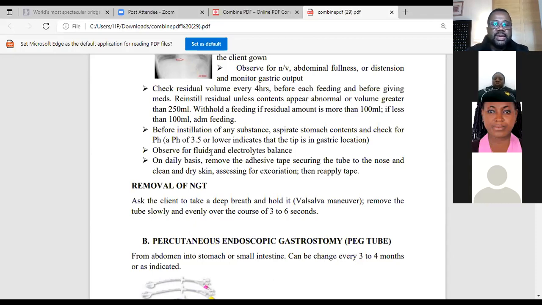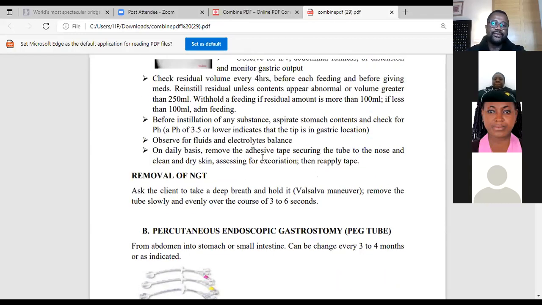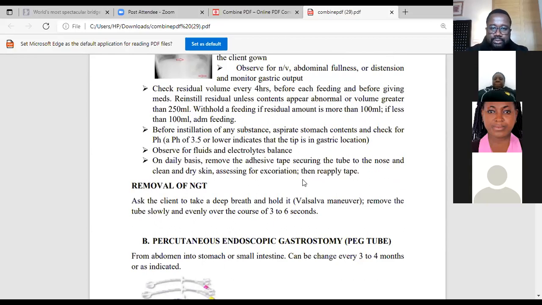So it should be 3.5 or below, confirming that it is in the stomach, meaning the NG tube is in the stomach. If it is above this, it is not in the stomach. You have to inform the healthcare professional, okay, to maybe order for the reinsertion. They will have to remove and reinsert. You have to check the pH.